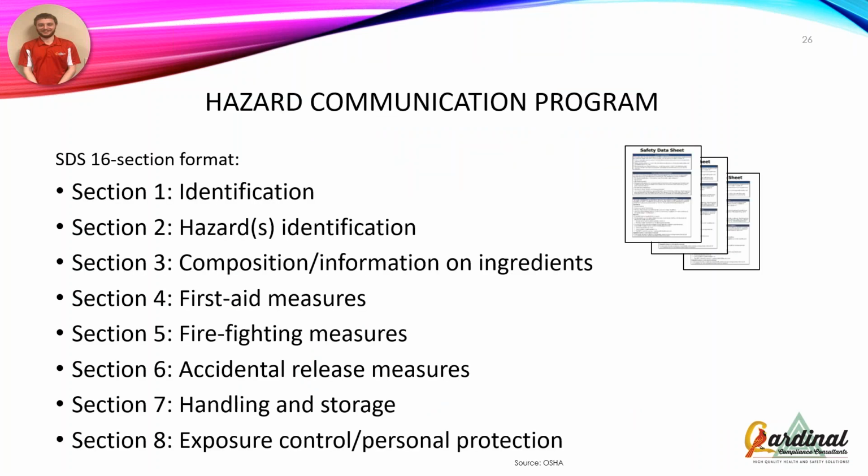Okay? So what are those 16 sections in the safety data sheet? Well, one is going to be identification, you're IDing the product. Two is going to be those hazards identified. Three would be the composition or information on ingredients.